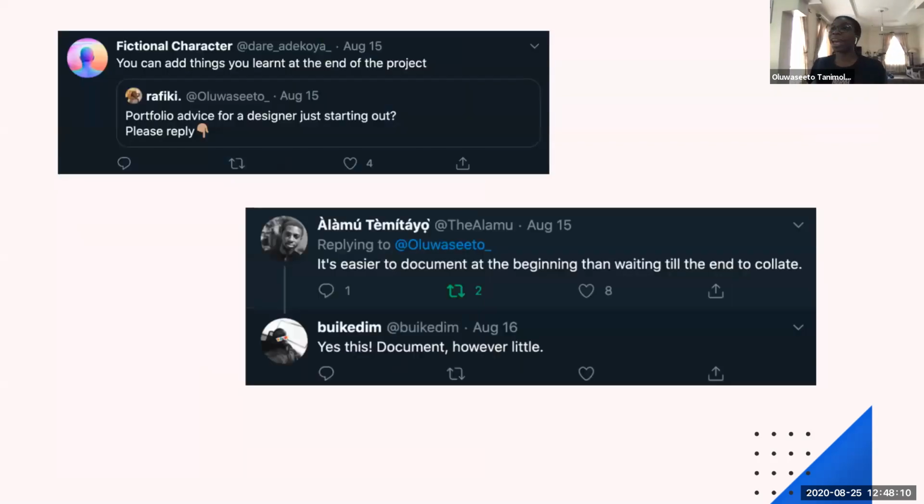So you can add things you learned at the end of the project. It's easier to document at the beginning than waiting for the end to collect, like I said before. And then getting feedback.